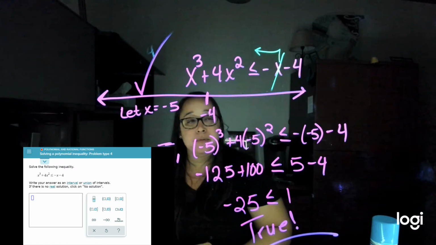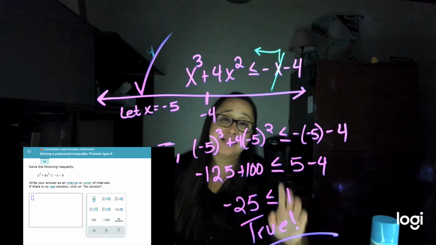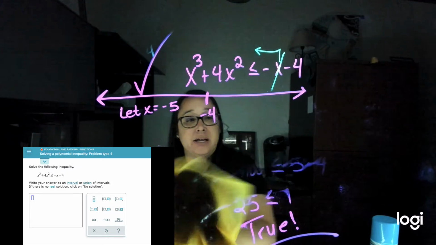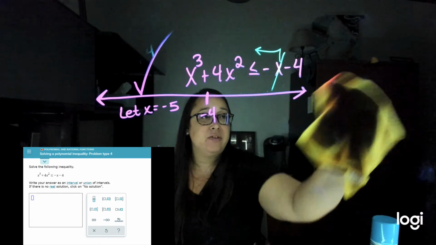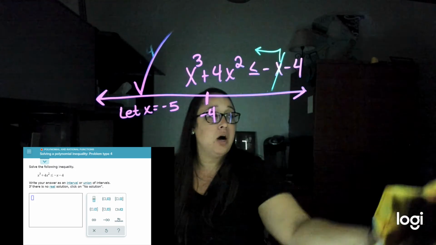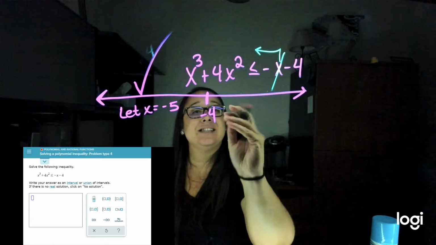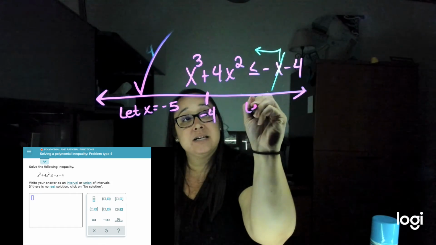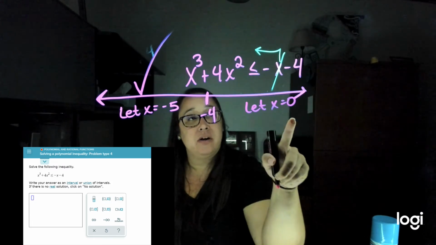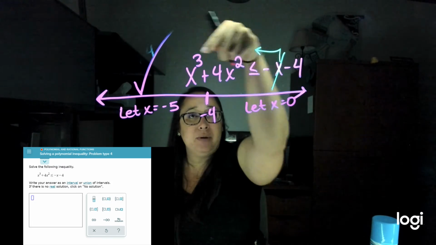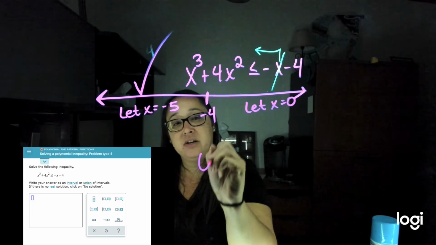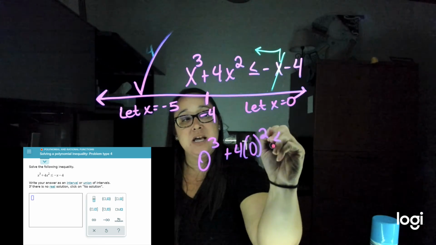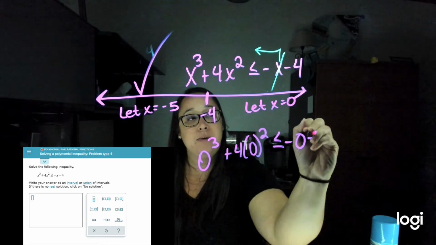Satisfies that inequality. All right, so I can't stop. I can't be lazy. I've got to check my other side of my number line just to be on the safe side, because you never know what might happen. You might have all real numbers as a solution. So let's pick an easy number. Again, I'm lazy. I could let x be equal to 0. That's an easy number to substitute in. So plug 0 into this inequality. This is going to give me 0 cubed plus 4 times 0 squared, and I want to see if that's less than or equal to -0 minus 4.